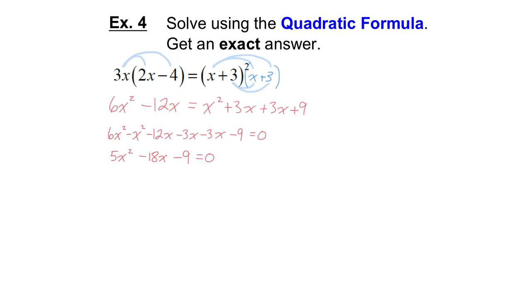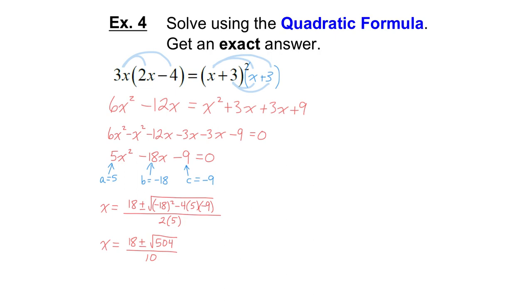So once you've expanded and simplified, you'll end up with this. Now you're ready to use the quadratic formula. So a is 5, b is negative 18, and c is negative 9. And I can plug those values into the quadratic formula. So that's 18 plus or minus the square root of 504, all of that divided by 10. But I can simplify this more. 504 is 36 times 14. Remember, 36 is one of those perfect squares, and it's the highest perfect square factor of 504.